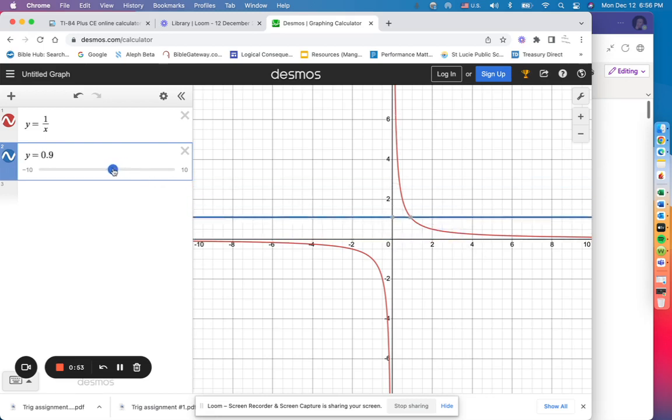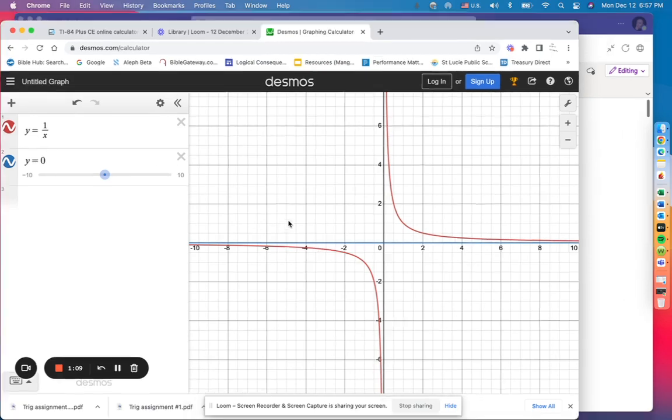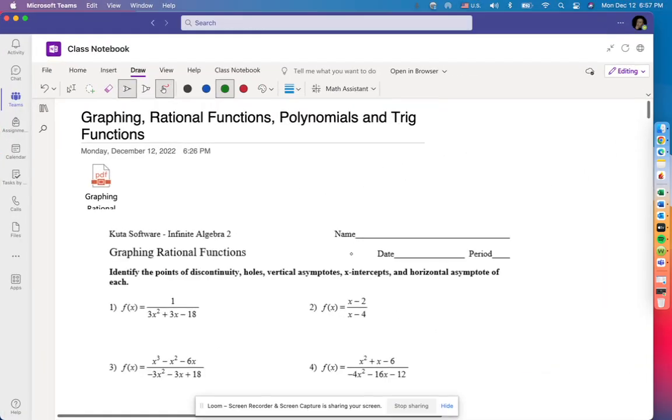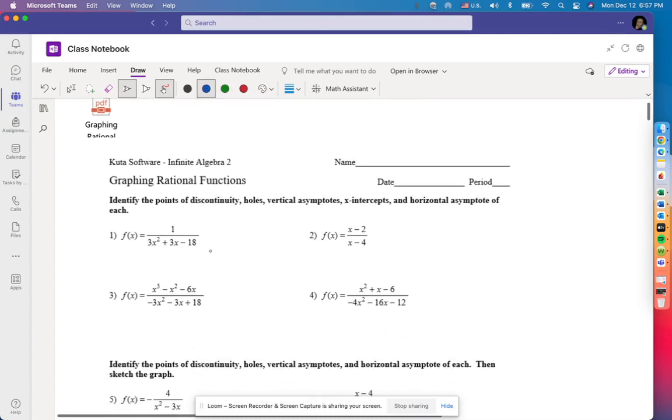But that's a horizontal line that this graph will never touch. It'll never touch that line forever. We're going to focus on the horizontal asymptote. If it's a type 1 function, it has a horizontal asymptote of y equals 0. That's very important. If you haven't been in this class, you don't know what I'm talking about. So let's focus on figuring out which of these functions are type 1 graphs.